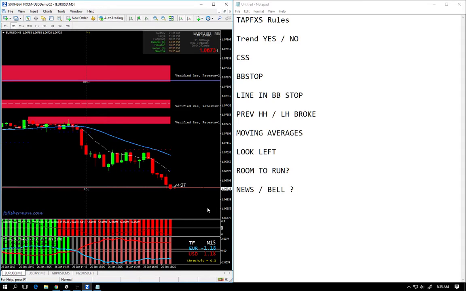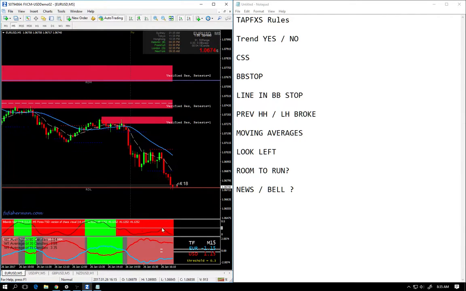So CSS was good. BB stop is the box above it. It is these red and blue boxes. We'll zoom out one so you can see it, but it is this right here. It's red and red. So far we have two goes. So for this trade we had a yes, a yes. The line in the BB stop, this one right here, was it red? Yes.